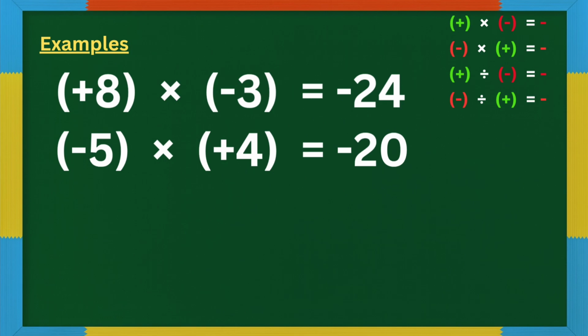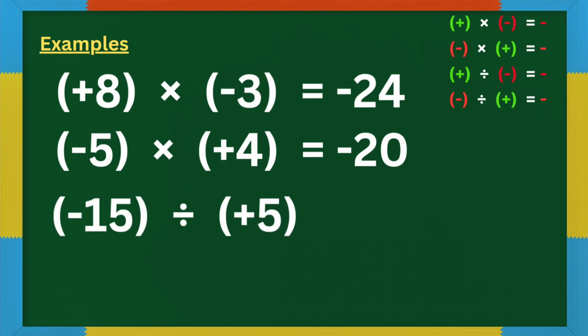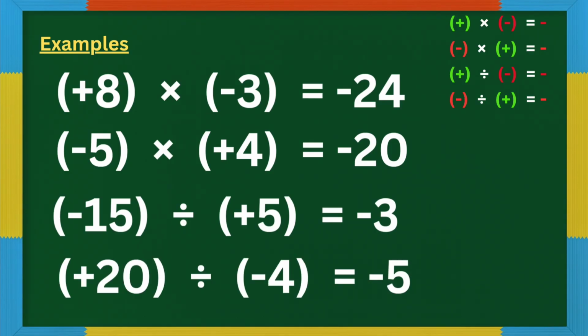The third one is minus 15 divided by plus 5. That means minus divided by plus is equal to minus. 15 divided by 5 is equal to 3. So the answer is minus 3. The last one is plus 20 divided by minus 4. That means plus divided by minus is equal to minus. 20 divided by 4 is equal to 5. So the answer is minus 5.